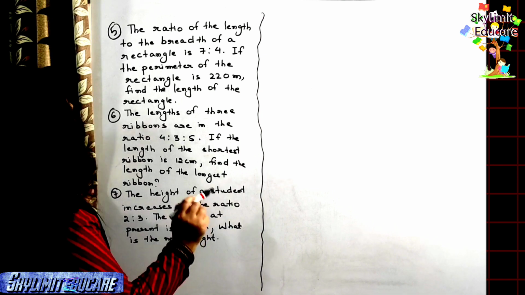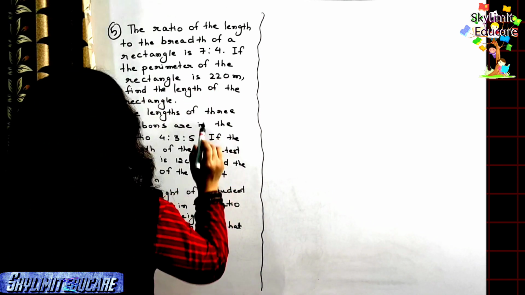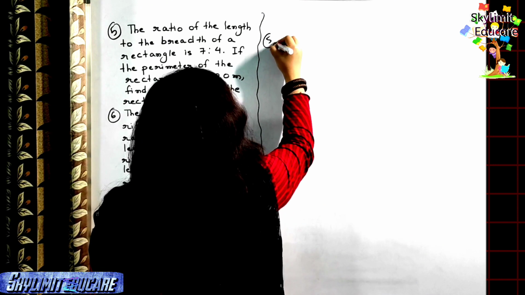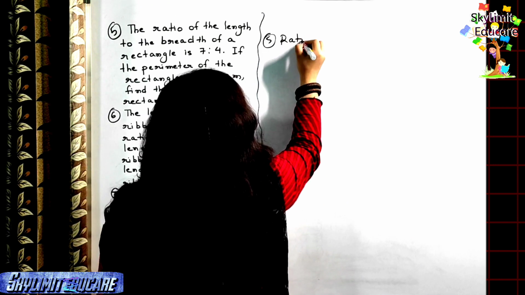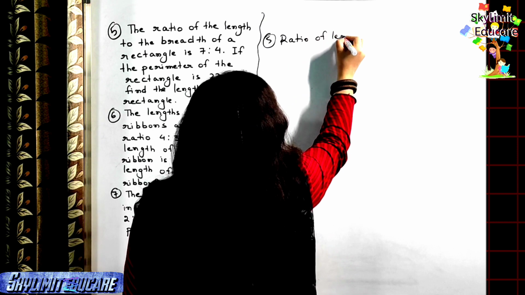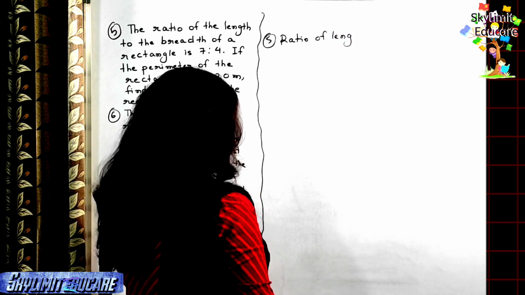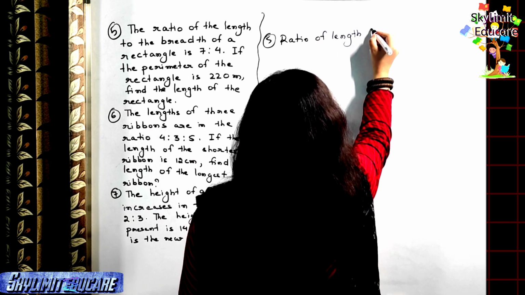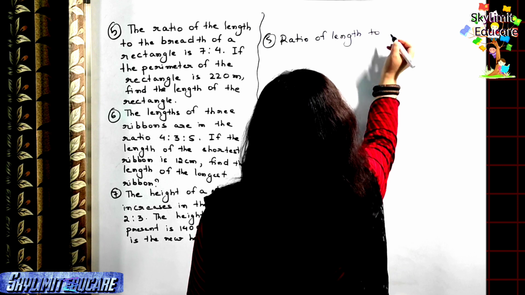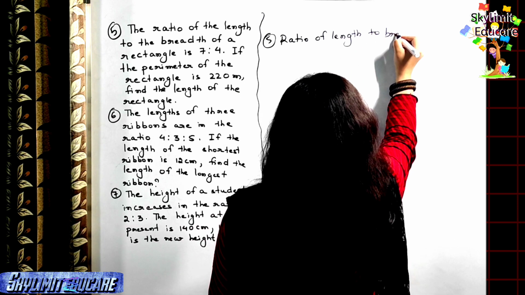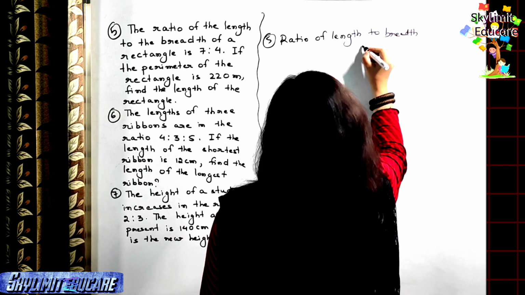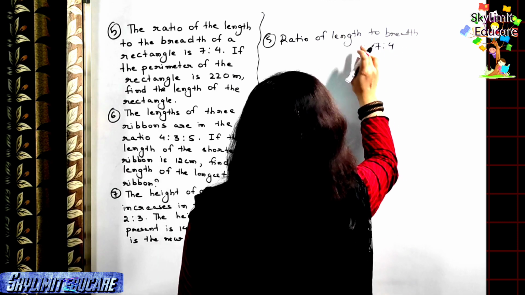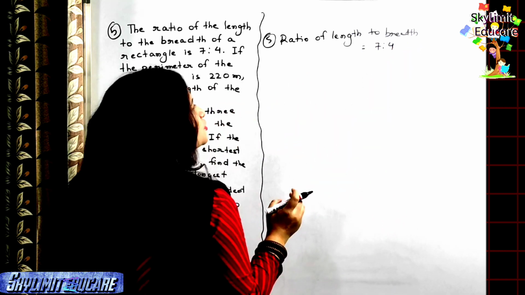So question number 5. The ratio of the length to the breadth of a rectangle is 7:4. Okay, so what's given? You know that a rectangle has 4 sides. All of you know that, yes? So ratio of length to breadth is 7:4. That means 7 corresponds to length and 4 corresponds to breadth.